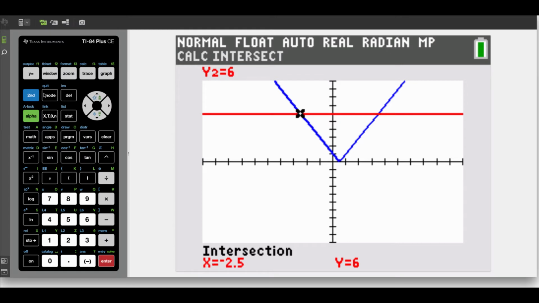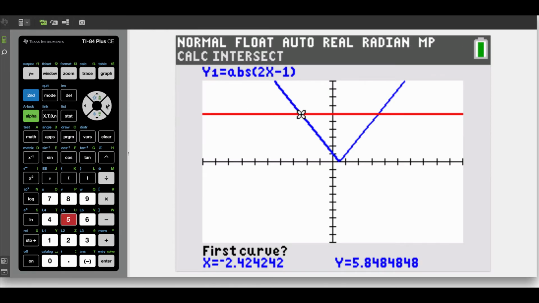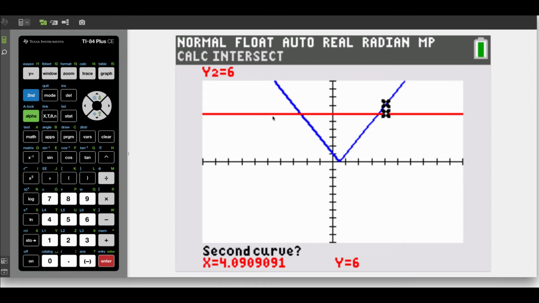Now if we want to find that other solution, we're going to have to hit second calc and then intersect one more time, so option number 5. To get the other intersection point, I'm going to move my cursor over closer to that point. First curve, just like we did before, make sure that I'm on my absolute value graph, so I'm going to arrow over just a little bit to show that we are on that V-shaped graph. Hit enter, then make sure it switches to the other curve, that horizontal line. Hit enter. Again, we can take a guess, but we don't need to. We can just hit enter one more time. So there's another intersection point at x equals 3.5, y equals 6. So at 3.5, we also have a solution.